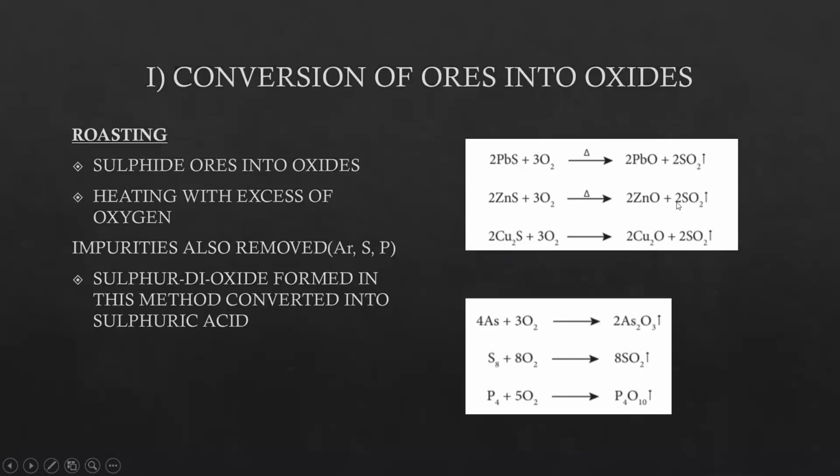Here the byproduct sulfur dioxide causes air pollution. So you need to convert that sulfur dioxide into sulfuric acid to reduce that air pollution. While heating, some impurities like arsenic, sulfur and phosphorus are converted into volatile oxide form. So it escapes in the form of vapor.